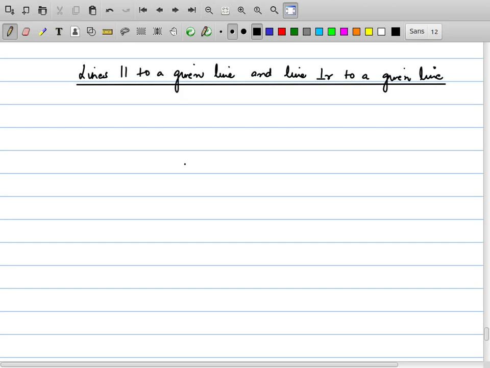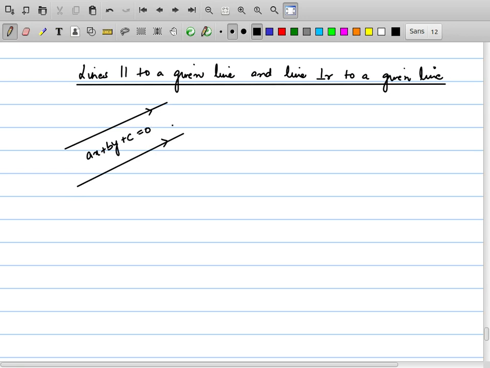Now the next topic that we will discuss is lines parallel to a given line and lines perpendicular to a given line. What does this say? Suppose you are given a line. This is the line whose equation is given to you, ax plus by plus c equals 0. And we are interested in finding a line which is parallel to this line, and we want to find the equation of this line.